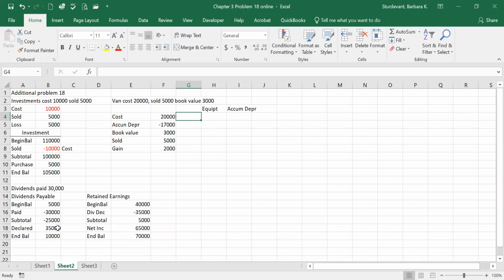Questions on that? And you see how they relate together. So this is affected over here. So it's added in one spot and subtracted in the other. Okay?